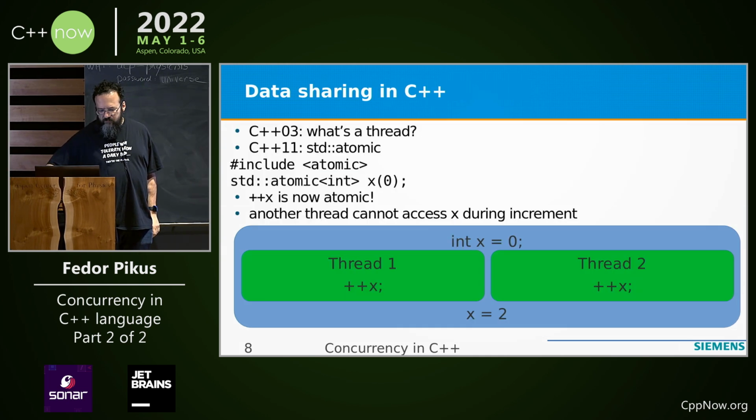Well, the previous slide. Okay. The third thread is reading this. Currently, it's indeterminate whether it will see 0, 1, 2. It's indeterminate.